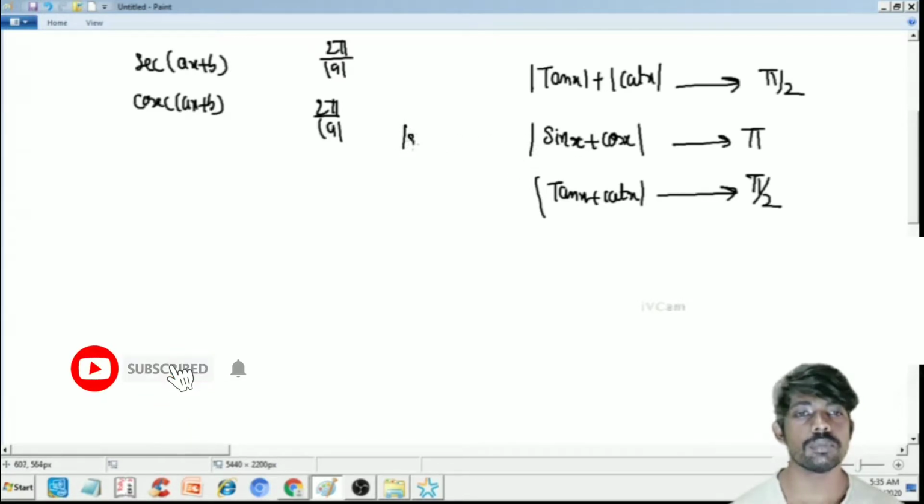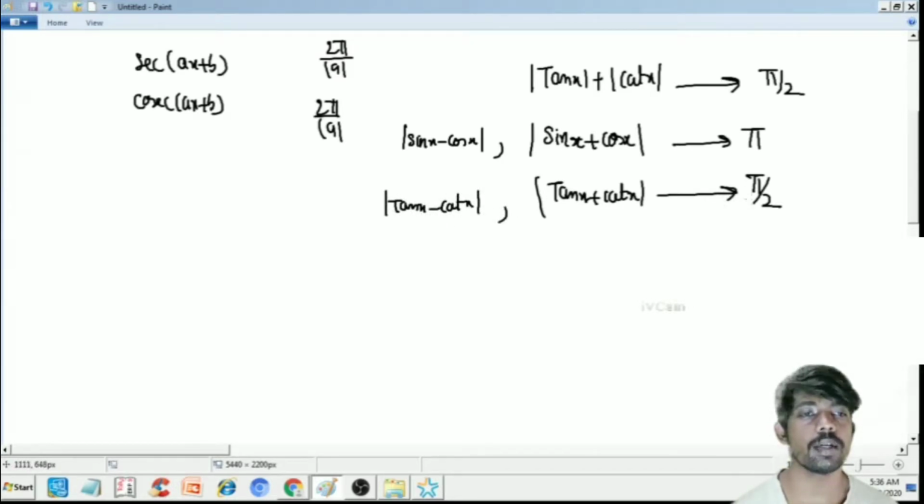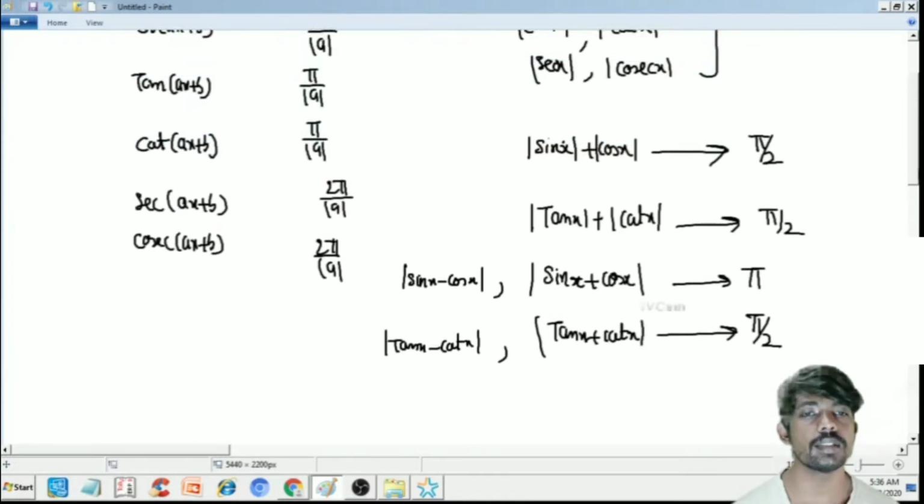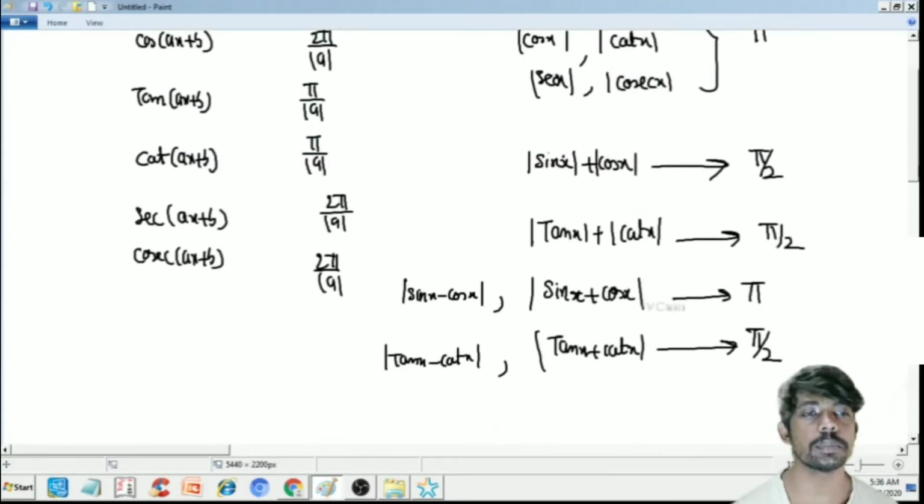And modulus of sin x minus cos x has the same period, pi, and modulus of tan x minus cot x also has the same period, pi by 2. Hence these are the periods of the periodic functions.